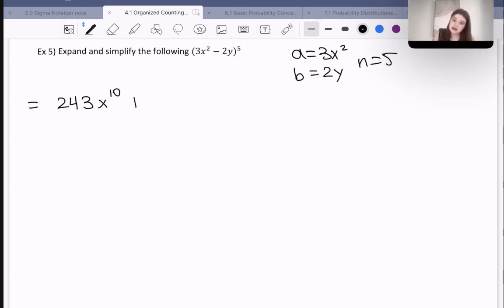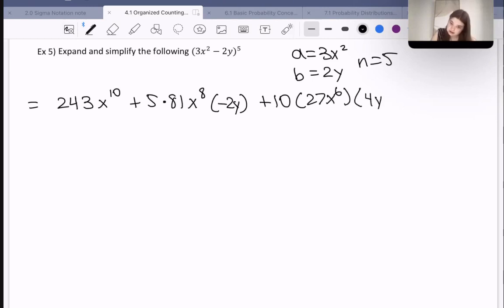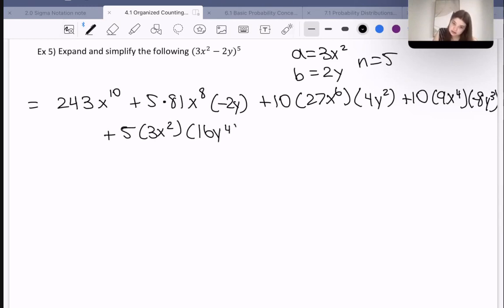Good. Then plus 5 times 81x to the power of 8 times negative 2y, plus 10 times 27x to the power of 6, 4y squared. Okay. Plus 10 again, 9x to the 4, negative 8y cubed. Let's see, plus 5 times 3x squared times 16y to the power of 4, plus 1 times negative 32y to the power of 5. And let's simplify that down.